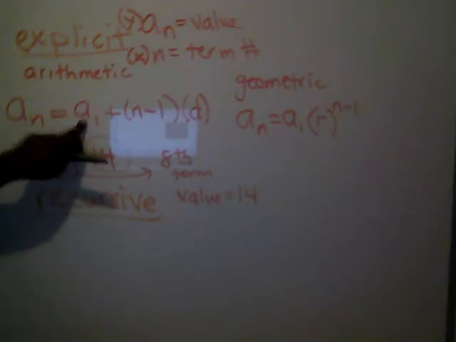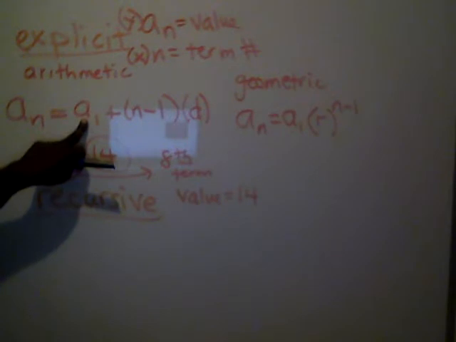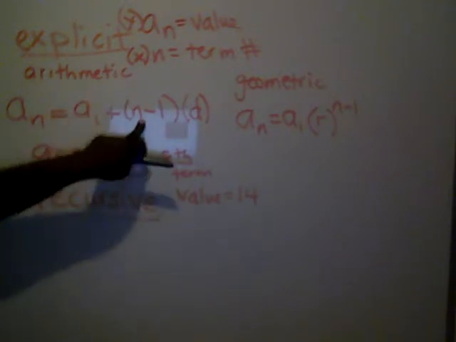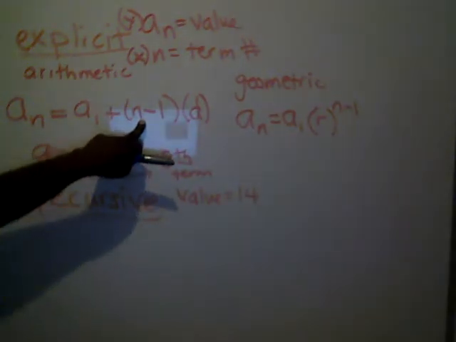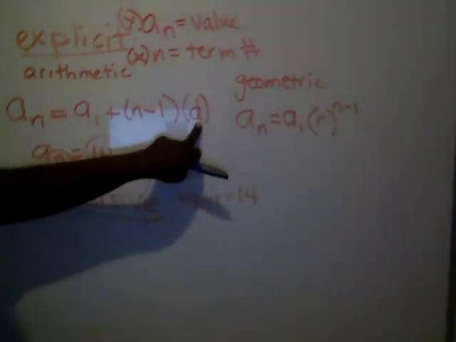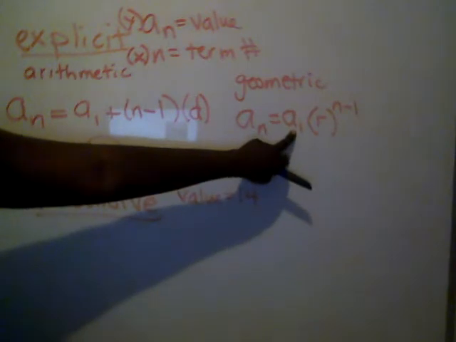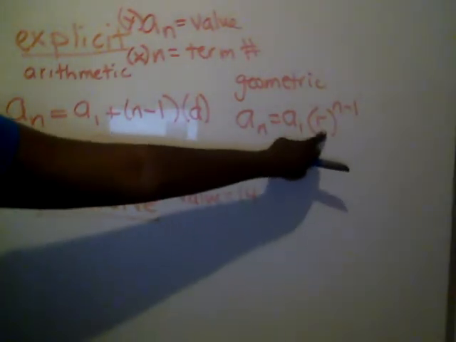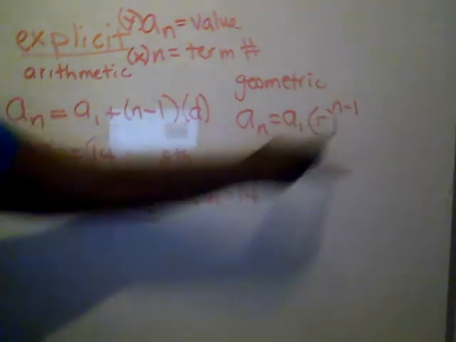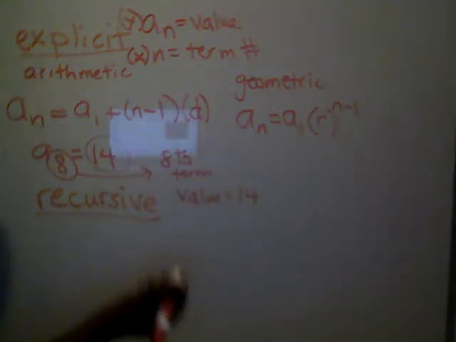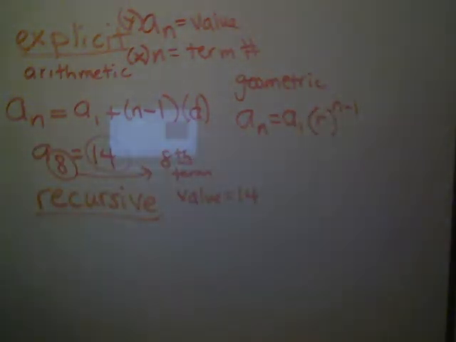Okay, so A1 is just the first value. So what's the value of the first term? N is the term number you're looking for. So if it's the 5th term, you put a 5 in there. D is your common difference. Over here, A1 is your first term. R is your common ratio, what you're multiplying by each time. And then N is the term you're looking for. So if we're looking for, let's say, the 3rd term, we'd put 3 in there for N.